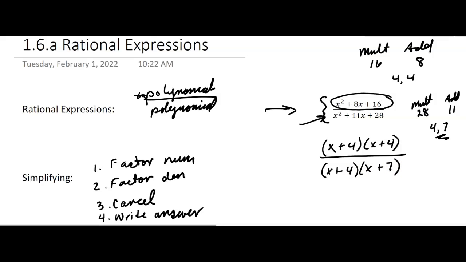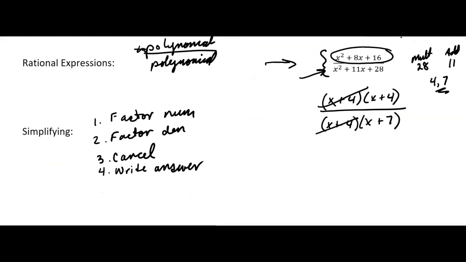So now to simplify, we look and see if any of the factors are the same in the numerator as the denominator. So I can cancel that x plus 4 with that x plus 4. That's all I can do, but you know, that was exciting. So the answer is going to be x plus 4 over x plus 7.